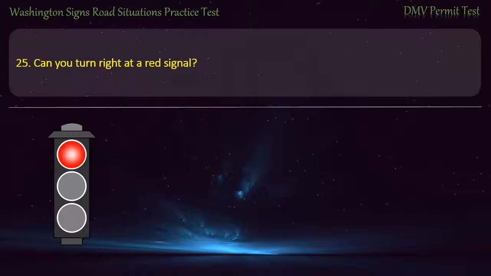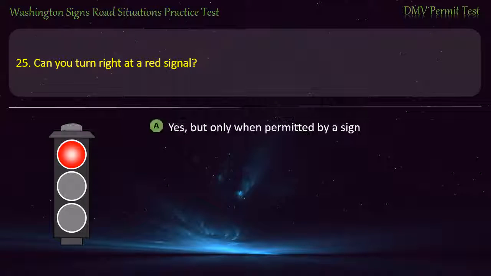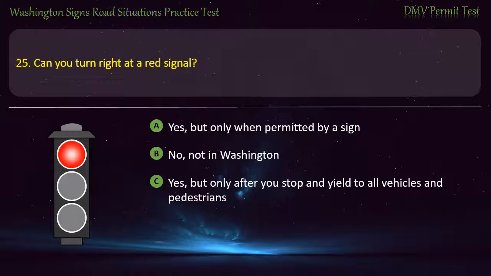Question 25. Can you turn right at a red signal? Yes, but only when permitted by a sign. No, not in Washington. Yes, but only after you stop and yield to all vehicles and pedestrians. Yes, and you should have right of way. Answer. Yes, but only after you stop and yield to all vehicles and pedestrians.